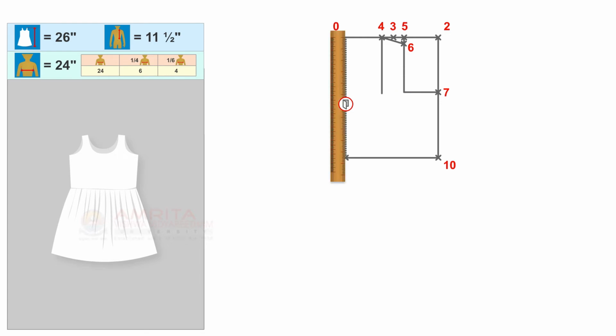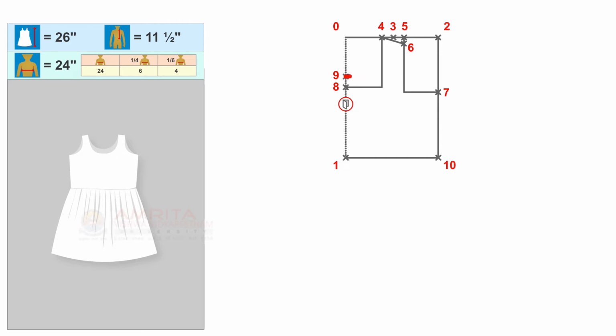From point 0, measure along the baseline 1/6 of the chest, which is 4 inches, and make a mark. This is point 8. From point 8, measure 1 inch upward. This is point 9. From point 8, draw a right angle line until it meets the line drawn down from point 4. From point 9, draw a right angle line for about 1 inch into the bodice.